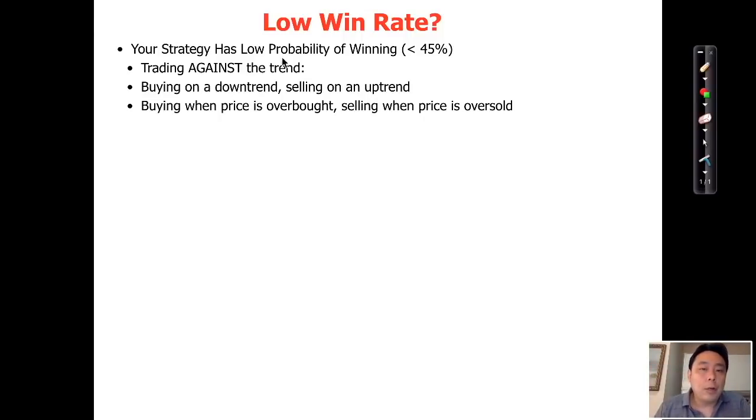So if you get a low win rate consistently, why? Here's a very simple reason. Oftentimes it's because traders trade against the trend. That's a very common reason why the odds are against you. Remember that if you enter the market randomly, you toss a coin, heads you go long, you buy, tails you go short, you sell, you should be right half the time, right? So if you're right less than half the time, it's because you're going against random odds, because you're going against the trend.